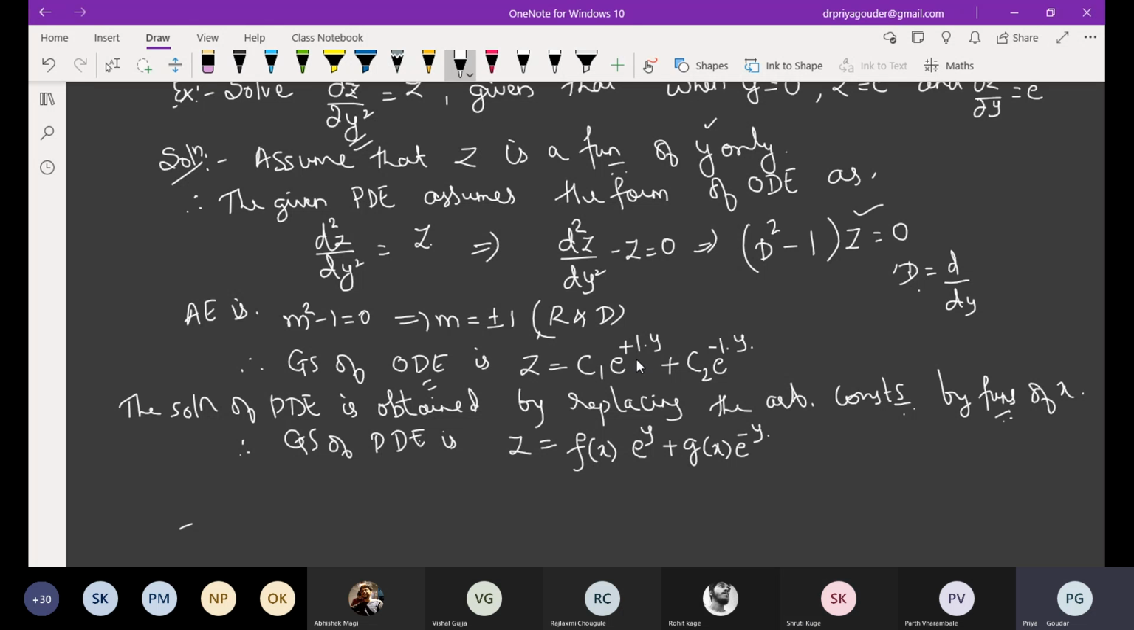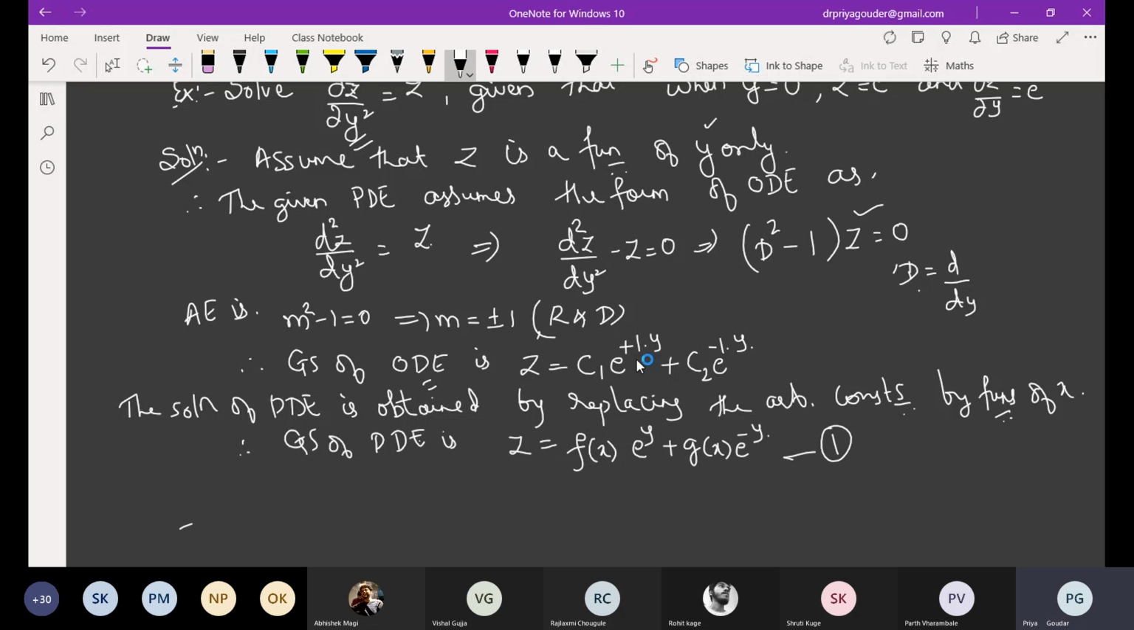Hope it is clear. See, even in direct integration, we have not used the constants as C1, C2. What we have used are F, G, H, right? Just understand. Whenever we solved ordinary differential equations in module 2, we wrote arbitrary constants. But when we solve for a PDE, we do not write constants; we write functions of the other variable. Am I right? Hope the part is clear.